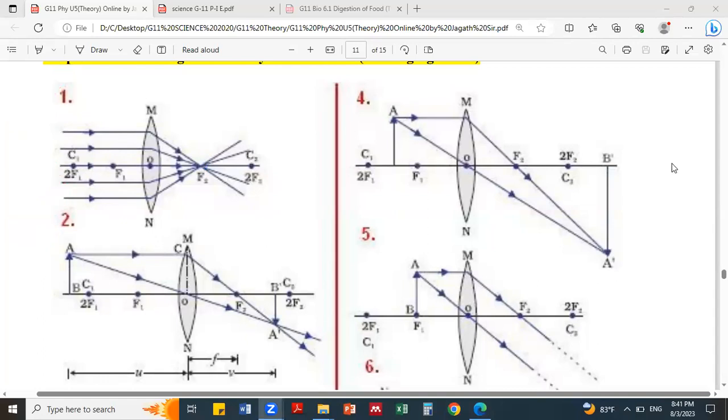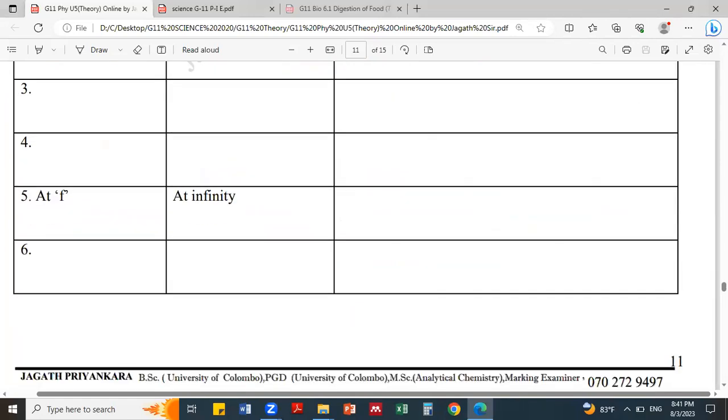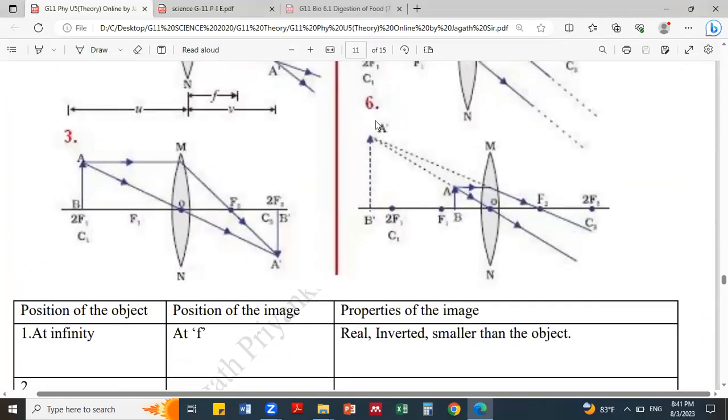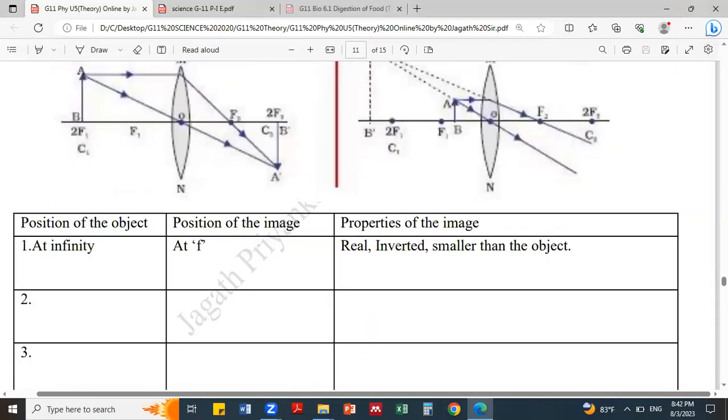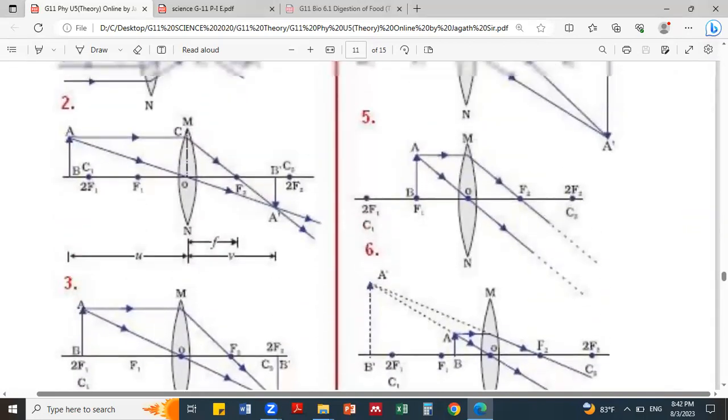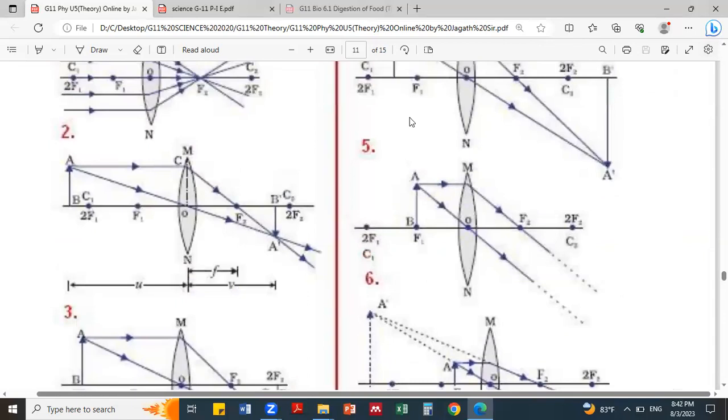So that's what I have given students in the table. Look at here. It's already done for you. It's a real image, because real rays, and it's inverted, smaller than the object. So where's the object now? At infinity. Where's the image now? At F. So first one, I have done the table. But second one onwards, you have to do it. Actually, nothing new. Don't memorize these ray diagrams, students. Learn the method, how to draw it.